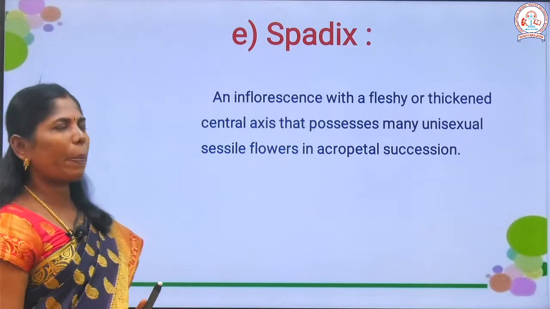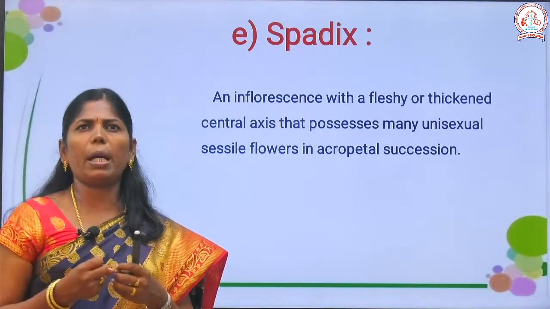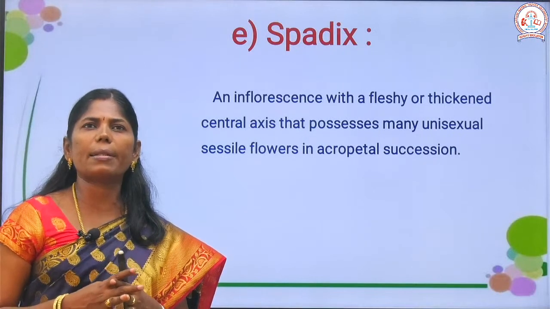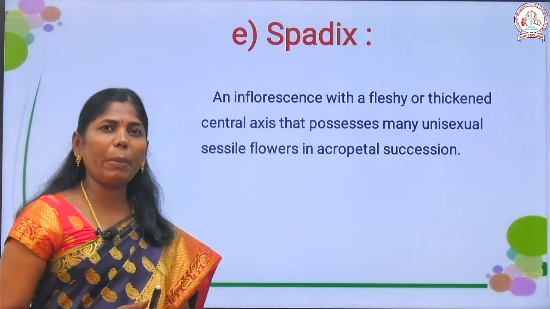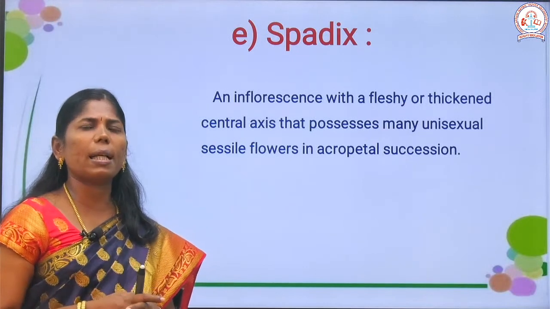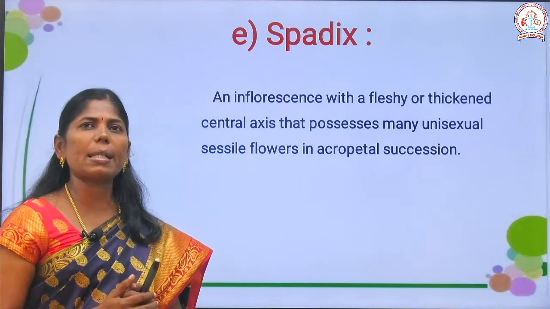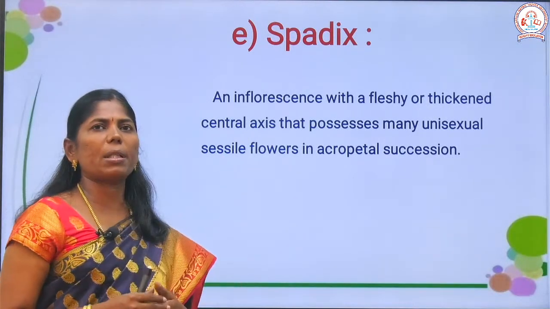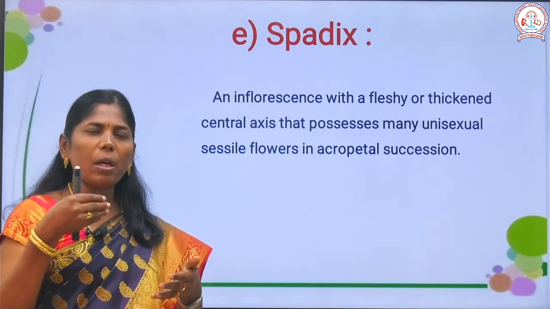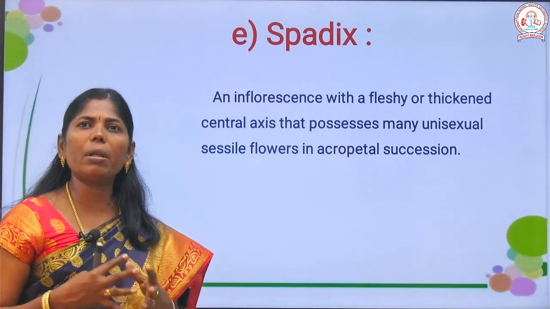So next one is Spadix. Here the inflorescence is very fleshy and thickened. The central axis possesses many unisexual, mainly sessile flowers. What is sessile? That is without pedicel, directly attached to the branches. That is also in acropetal succession. Acropetal succession means older flowers are in the basal region and young flowers in the upper region, similar to the racemes.